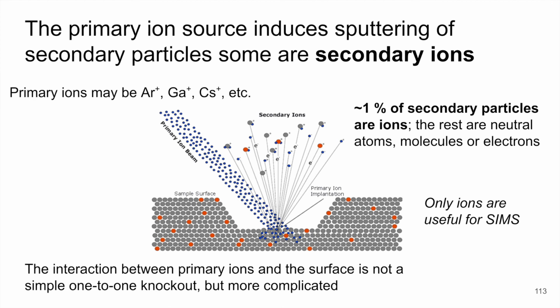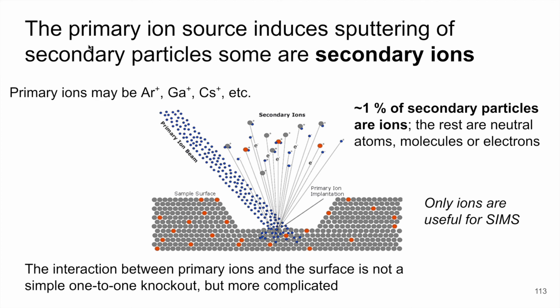All right. So as I previously mentioned, this primary ion source that we have induces sputtering. And sputtering is that ejection of these secondary particles. And some of those secondary particles are secondary ions. And so that amount is about 1% of those particles that come off are ions. The rest of them are either neutral, they're atoms, molecules, or they can even be electrons. And so it's a very small amount that we're actually getting. But this 1% is what we're interested in for this SIMS technique, because again, we're looking at secondary ion mass spec.